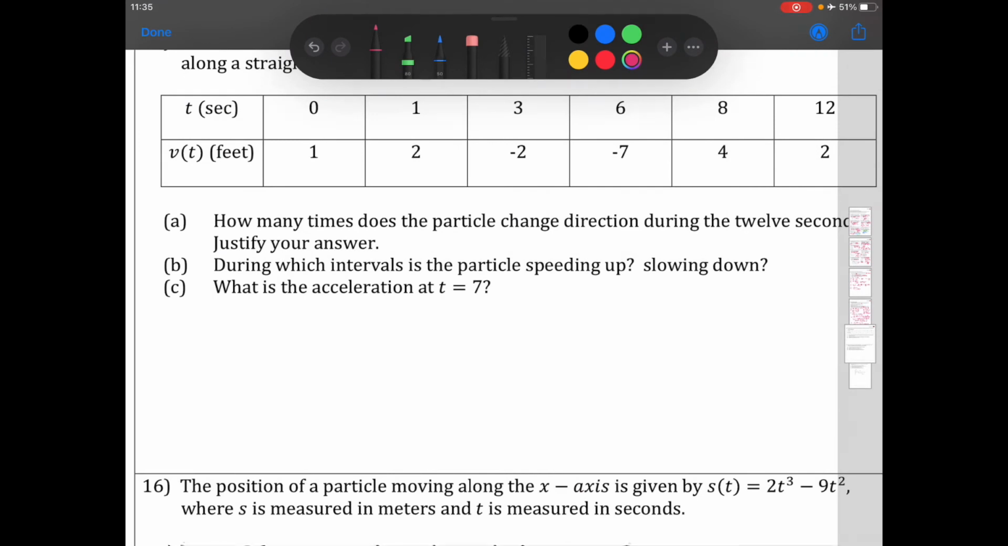Number 15, the table below shows the velocity of a particle v of t at various times t as it moves along a straight line. So a velocity table is given to us and it's asking us the following questions. A says how many times does the particle change direction during the 12 seconds? So basically this is velocity. A particle changes direction when it goes from positive to negative and negative to positive. So that's happening here and here. So it is 2 times, right? So 2 times when velocity changes sign.